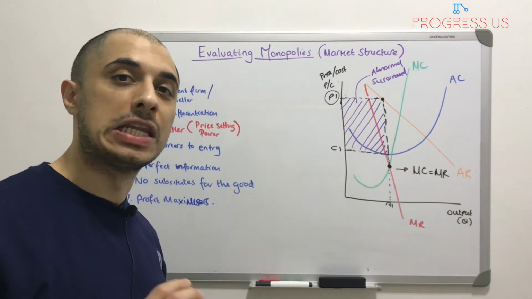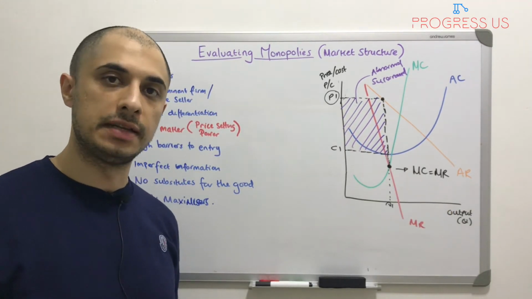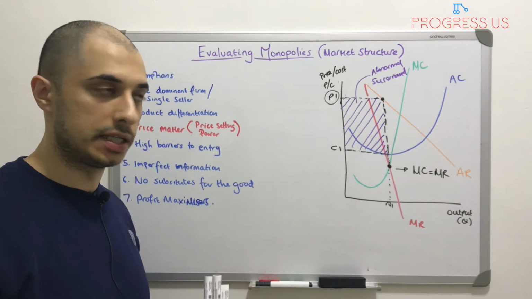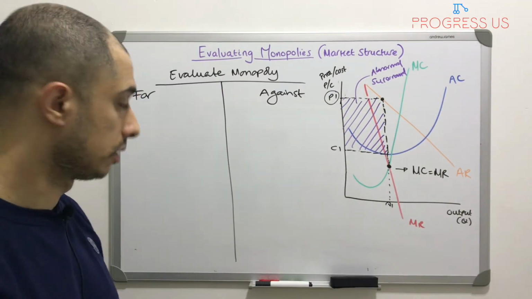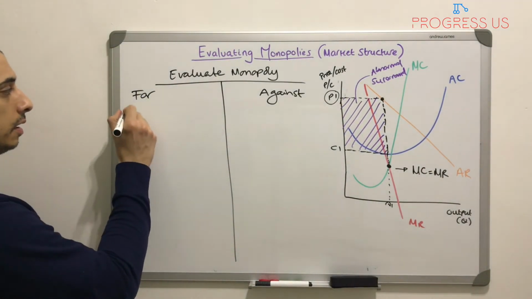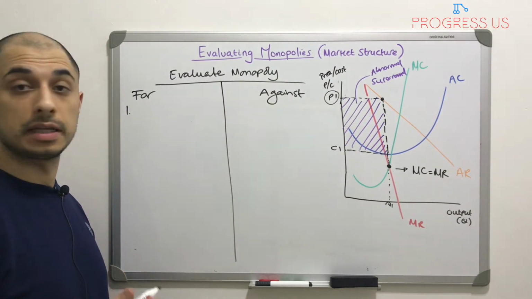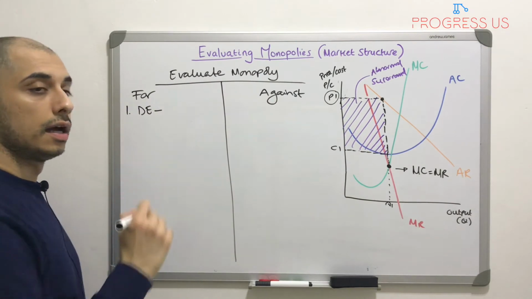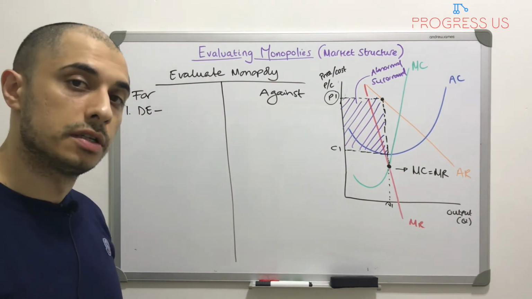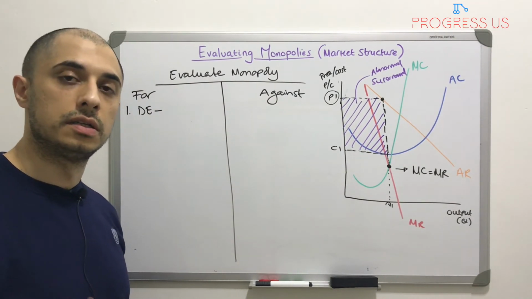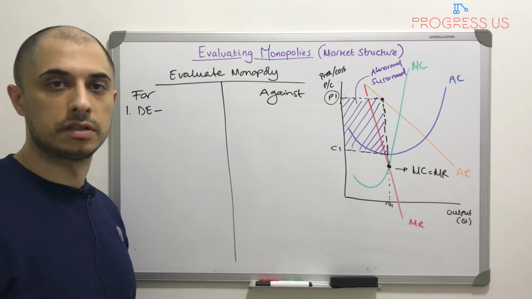Finally, we need to now evaluate this monopoly model. It's really important that you finish off by evaluating the points for and against. So let's start with the points for a monopoly. The first point for a monopoly is that it's dynamically efficient. And when a monopoly is dynamically efficient, it reinvests its profits into innovation and research and development.